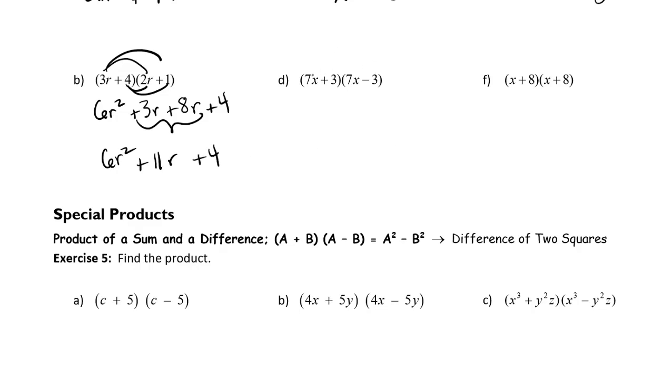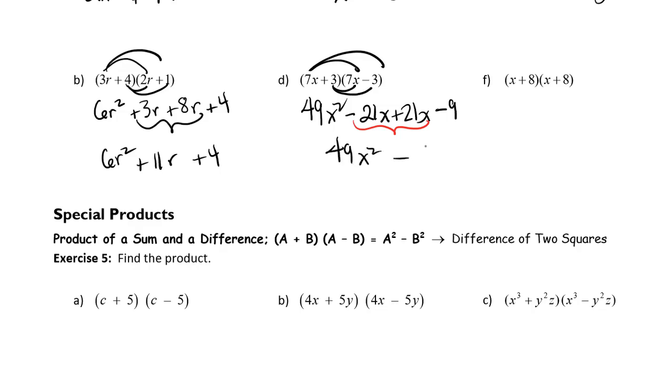Let's try D. We have 7x plus 3 times 7x minus 3. 7x times 7x is 49x squared. 7x times negative 3 is negative 21x. Positive 3 times 7x is positive 21x. And 3 times a negative 3 is a negative 9. Combining the middle two terms, they add to 0, and we get 49x squared minus 9. Another difference of squares.